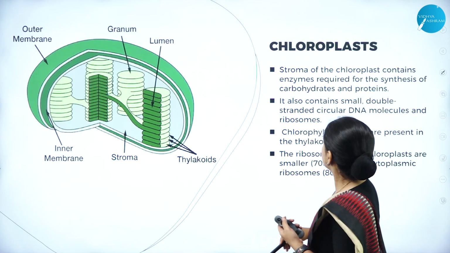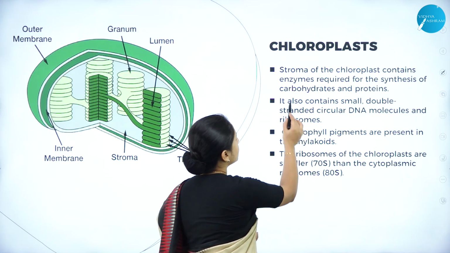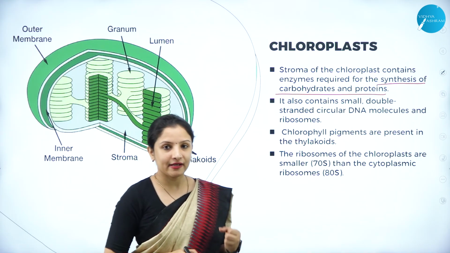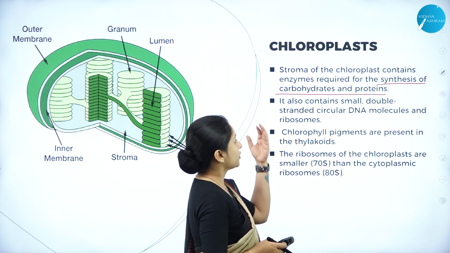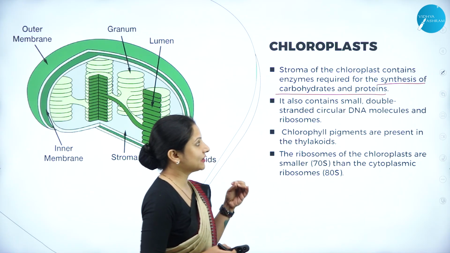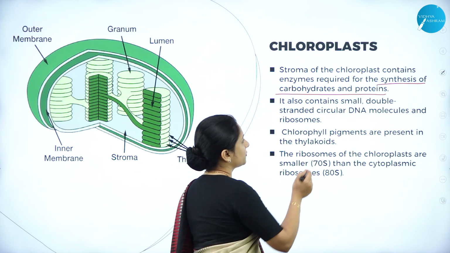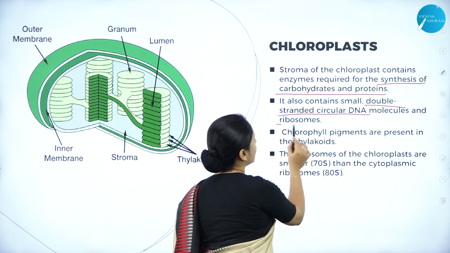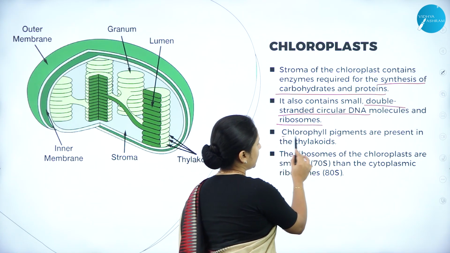So moving further, the stroma of the chloroplast contains certain enzymes, and those enzymes are needed for the synthesis of carbohydrates and proteins, because at the end of the day, whatever light is trapped by the chloroplast, the carbon dioxide and water are converted into glucose and proteins. For that, certain enzymes are needed, and those enzymes are present in the stroma of the chloroplast. Apart from the enzymes, the stroma also contains double-stranded circular DNA molecules, and it also contains ribosomes that are needed for protein synthesis. And they also contain chlorophyll pigments in the thylakoid.